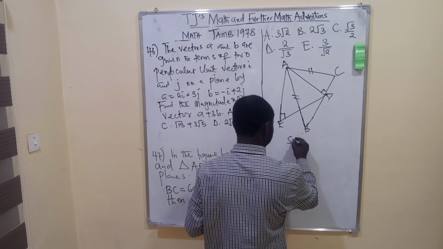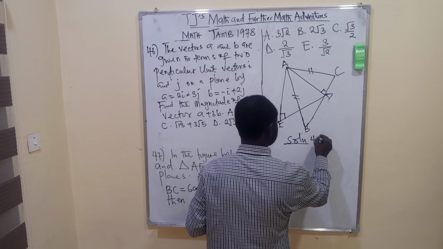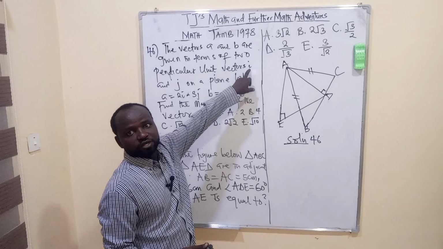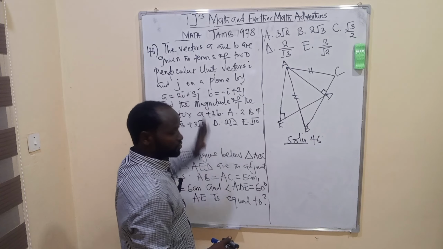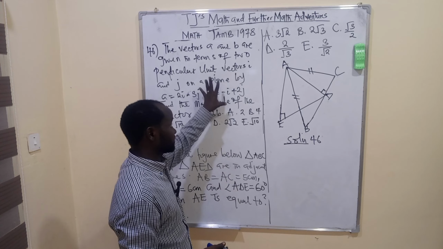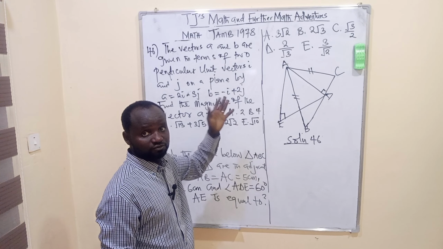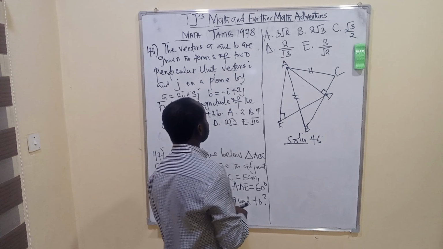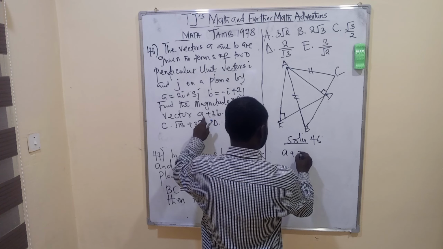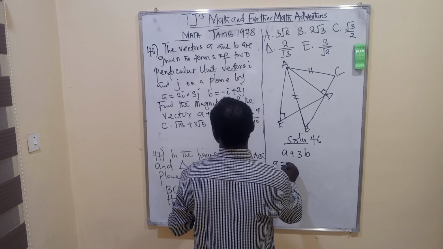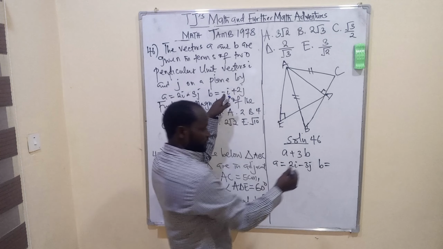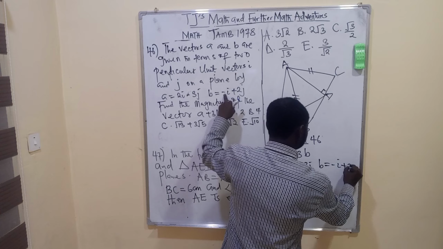So, let's write down the solution to 46. I is associated with the x-axis, J is associated with the y-axis as far as vectors are concerned. This is a vector in 2 dimensions. We also have vectors in 3 dimensions. We're asked to find the magnitude of A plus 3B. Vector A is 2I minus 3J. Vector B from the question is minus I plus 2J.